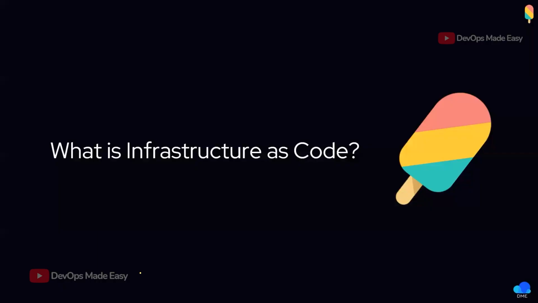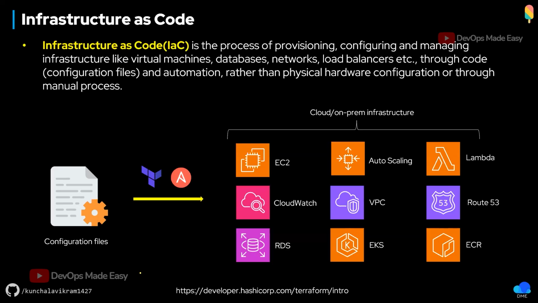We will start with infrastructure as code. Basically, we all know what is infrastructure as code. We already learned this topic multiple times in Ansible and Terraform series. So what is infrastructure as code or IAC? It is the process of provisioning, configuring, and managing infrastructure components like virtual machines, databases, networking components, and load balancers, etc. through code and automation.